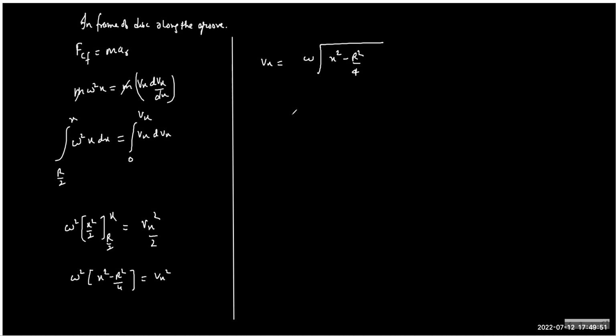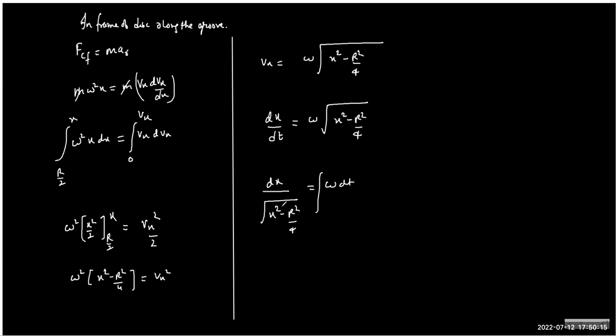So vx we can write as dx by dt. So this is all about integration only. Now you can integrate this easily. So when t was 0, x was r by 2. Now this is the inverse sine inverse, or rather a different form, so how to write this? You can solve it.